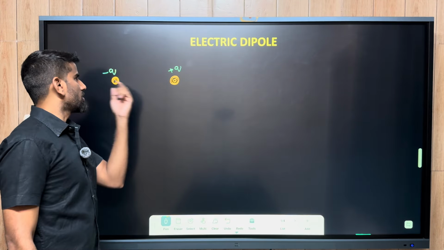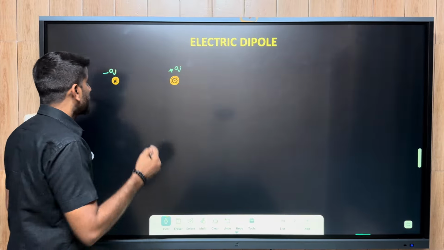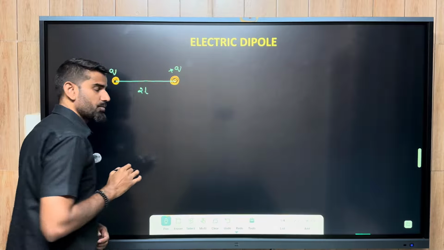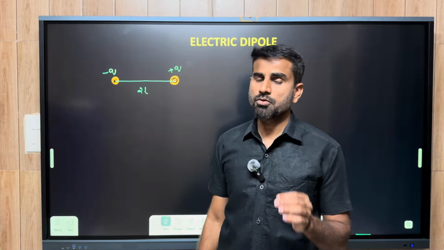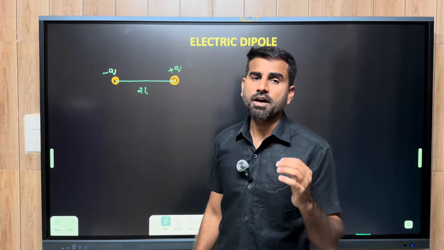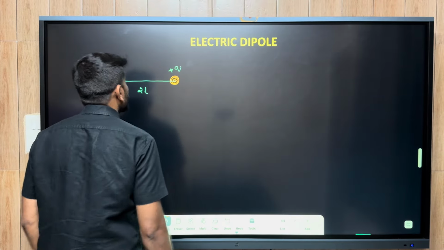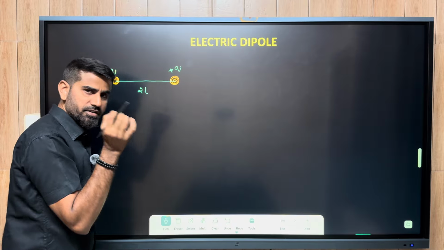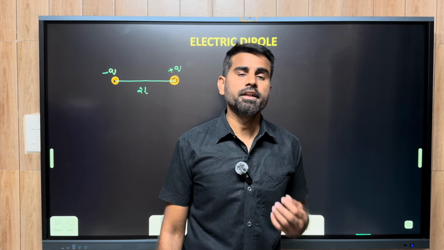These two charges are of equal magnitude but of opposite polarity, separated by a small amount of distance, which is more often represented as 2l. You can even take it as d, r or l also. So two equal amount of charges separated by a small distance is called an electric dipole.